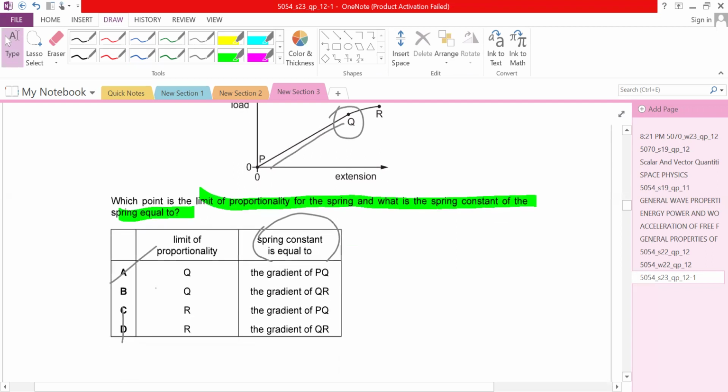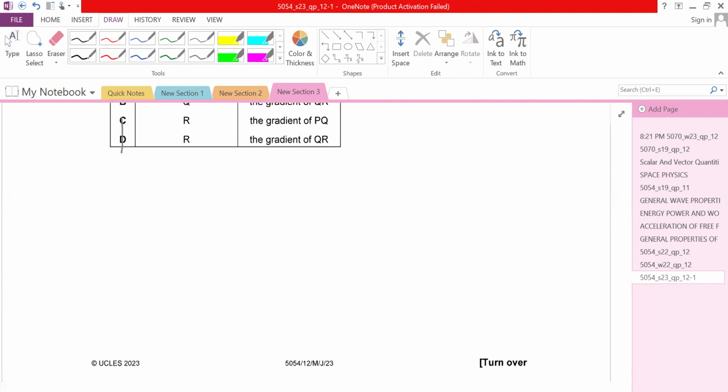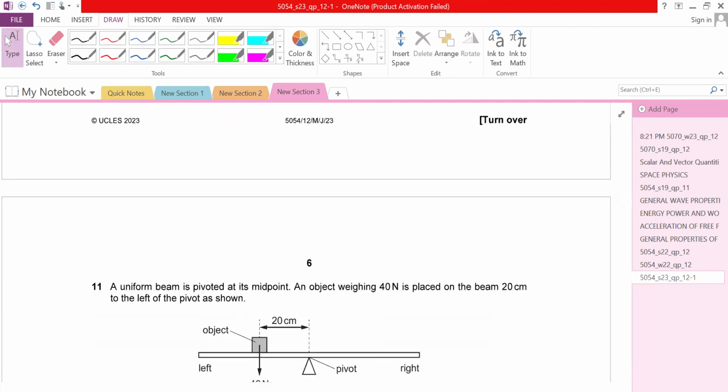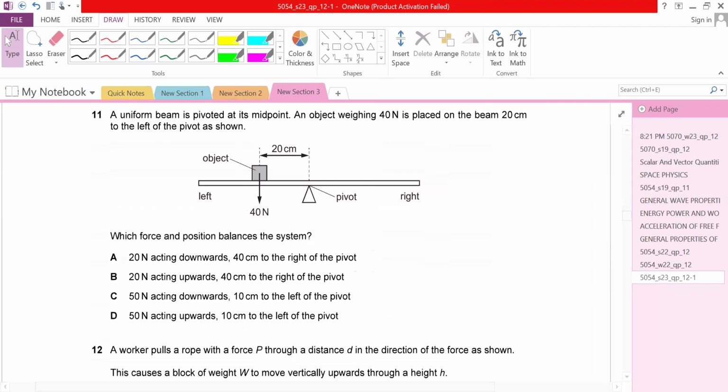Now let's move towards question number 11. A uniform beam is pivoted at its midpoint. An object weighing 40 Newton is placed on the beam 20 centimeter to the left of the pivot, as shown. This is the object of 40 Newton, 20 centimeter away from the pivot. This is the pivot.